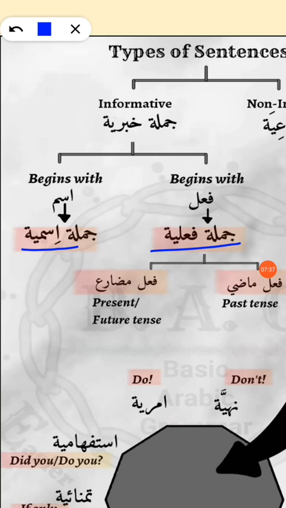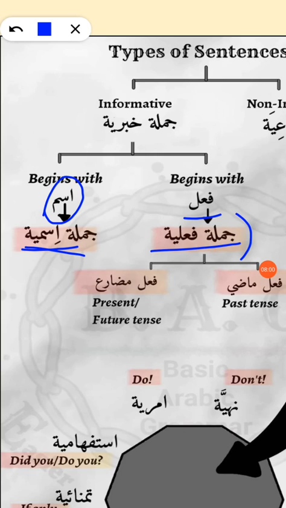The only thing that you need to remember about this is that if a sentence is going to begin with an ism, then it's going to be called jumla ismiya. Okay, and if a sentence is going to begin with a fi'l, then that would be called jumla fi'liya. That is it. And then of course you have further tenses in fi'l.